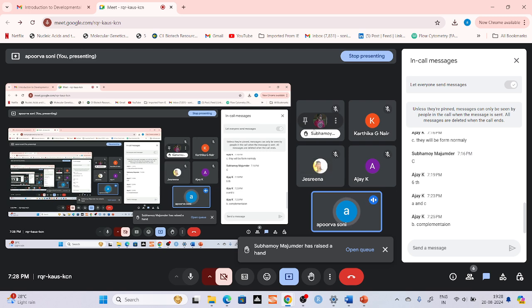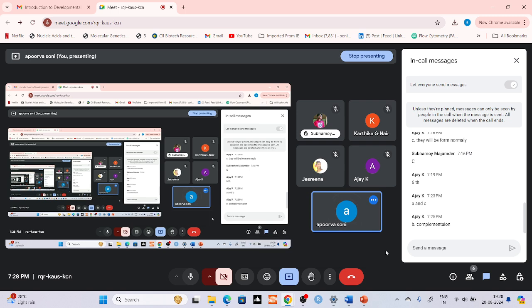Yes, Shubhamoy, you can ask. You have raised your hand. You can write your query also. Whatever query you have, you can write it in the message box. Okay, Shubhamoy, you have raised your hand. That is why I am telling.